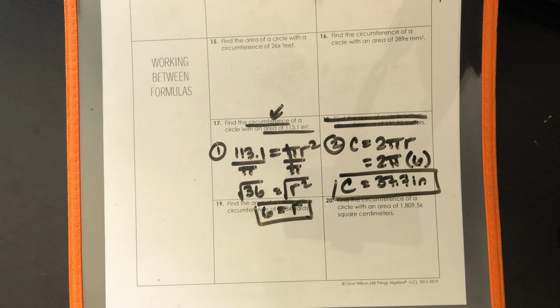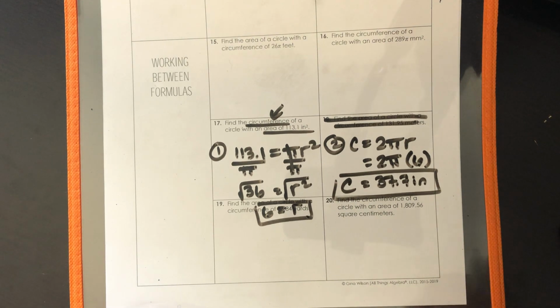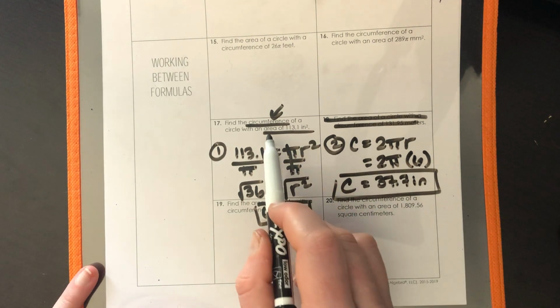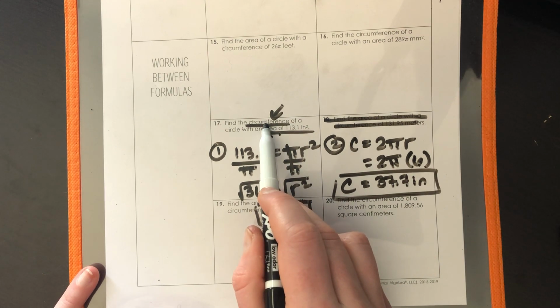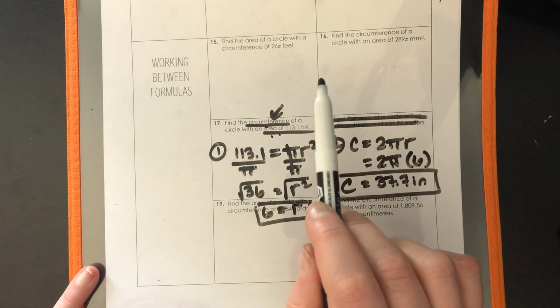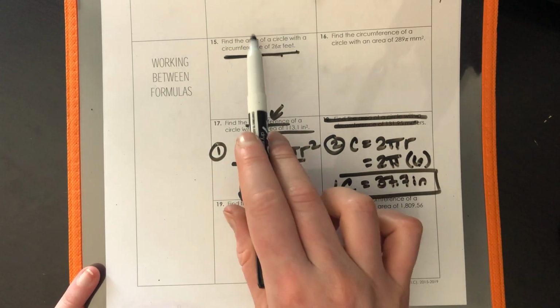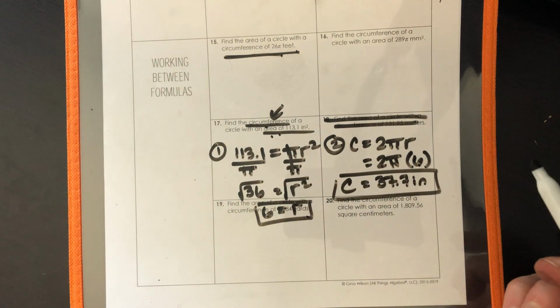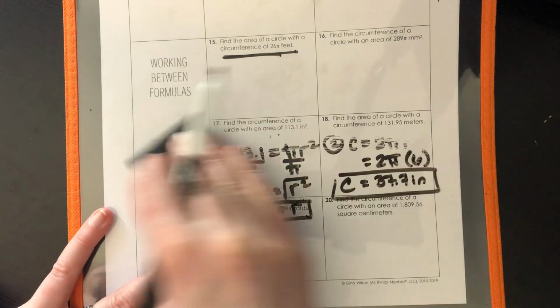So it's a matter of, do they give me area to find radius? Do they give me circumference to find radius in order to find the opposite? So here they gave us area. I found the radius to find circumference. For the other ones, they gave us circumference. I found the radius in order to then find the area. Okay, so last thing, I want you to try 20 on your own. Give it a try.